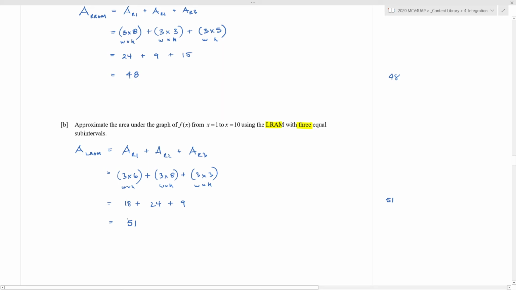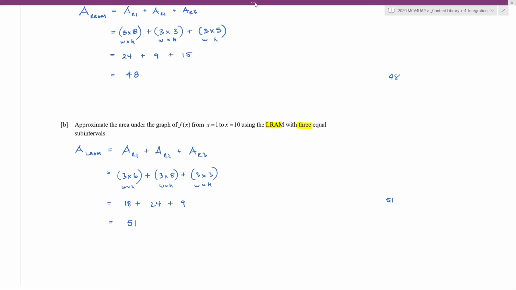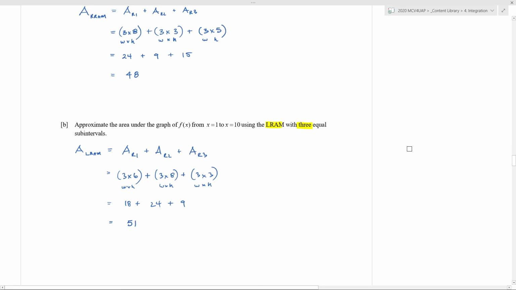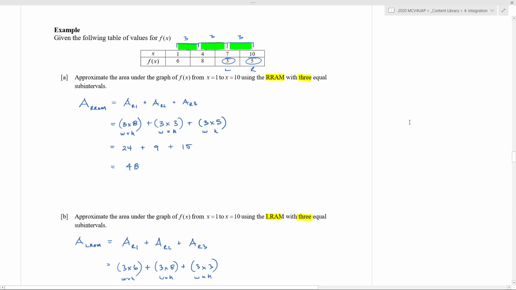So those approximations are pretty close to each other. One is 48 and one is 51. That's how you would go about doing rectangular approximations when you're given a table of values. In this case, the partition is uniform. In other words, the width of each rectangle is the same. That's the way it was given to us in the table. It doesn't have to be like that, but in this case it was. Any questions?